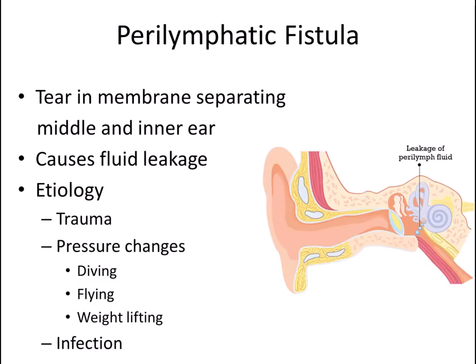Another common peripheral vestibular diagnosis you may hear about is called a perilymphatic fistula. With this diagnosis, there's actually a tear in the membrane separating the middle and inner ear. And I think you can see a pretty good picture of this on the right-hand side of the slide. Here you can see that the fluid leaks out and causes vertigo. It's actually caused by some sort of head trauma or a pressure change from diving in deep water, flying, or weightlifting, and it could also be caused by infection.